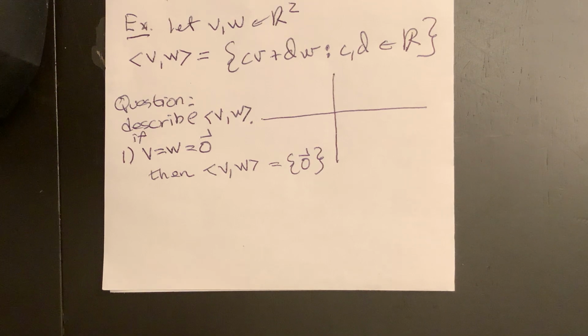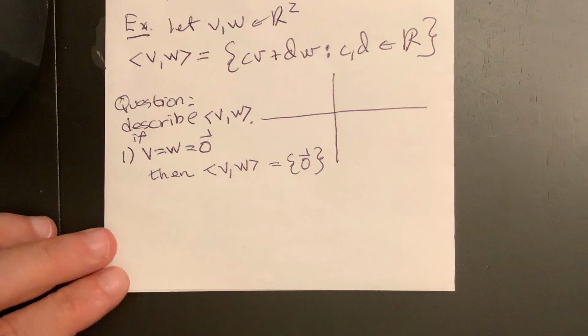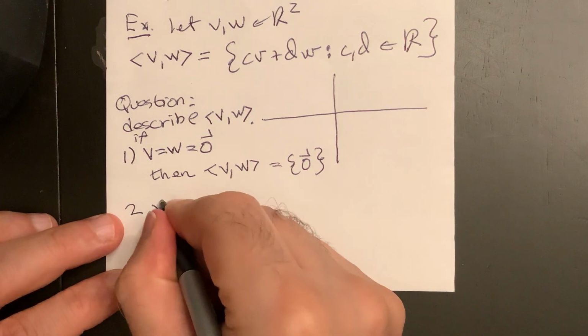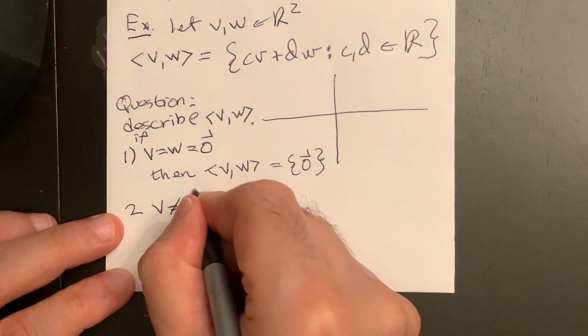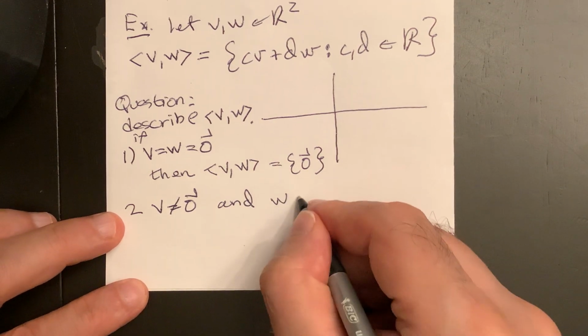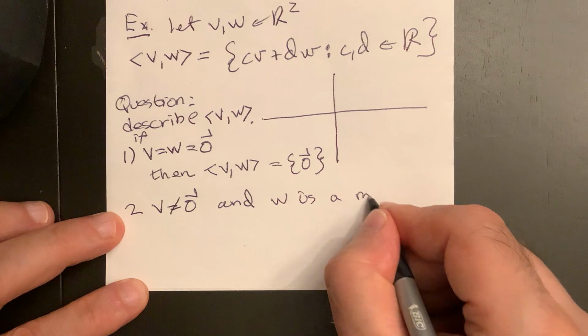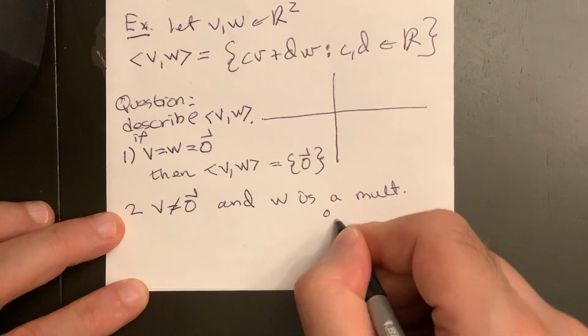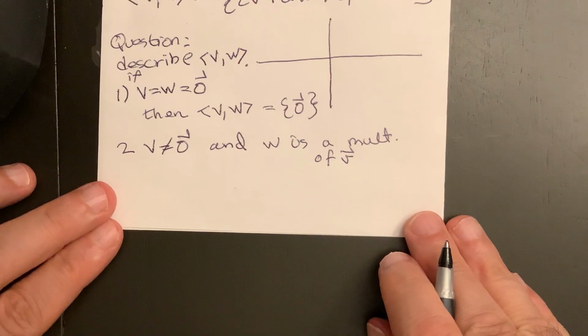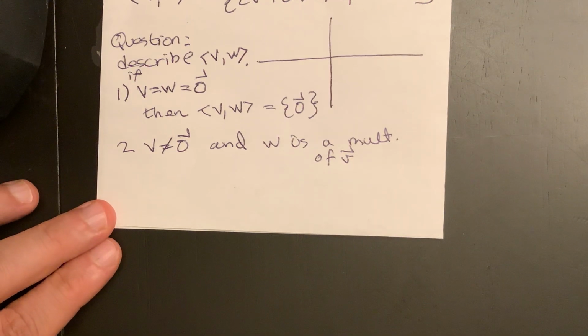Because if I take any number times V plus any number times W and add them together, I get the zero back. Okay, what if, say, V is not equal to the zero vector and W is a multiple of V? So W is a multiple of V. W equals cV for some c, okay? Then what do you think you get?